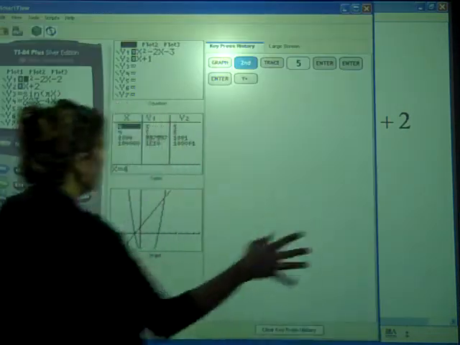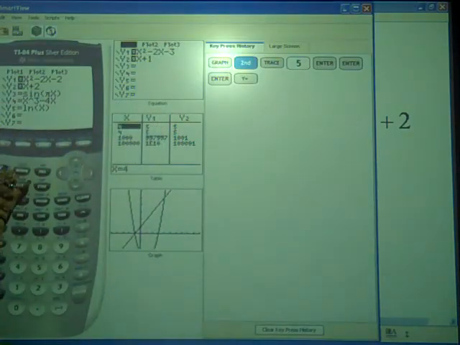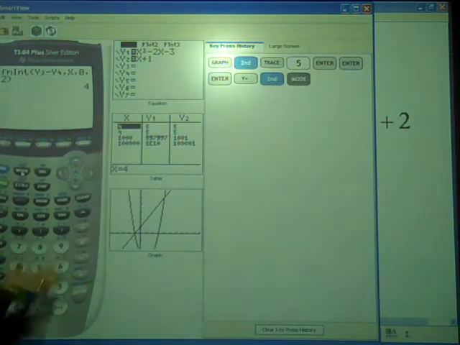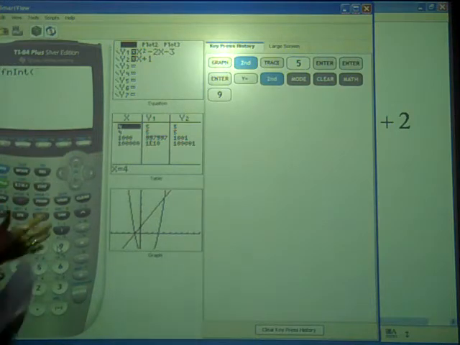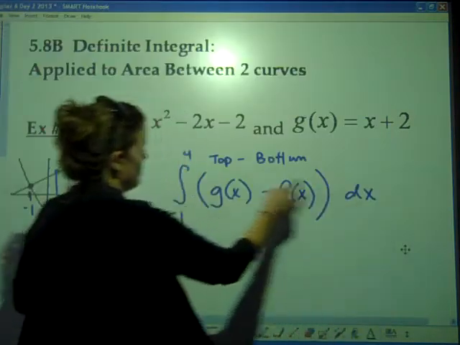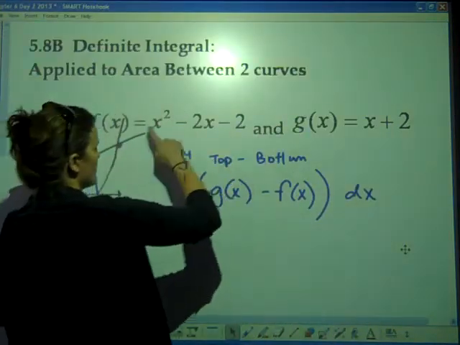Okay, so try and follow along with the steps that you're going to type. Let me clear that out. To get the integral, you press math 9. So you go math 9, and that says function integrate. So what are you integrating? Again, you are integrating g of x minus f of x.